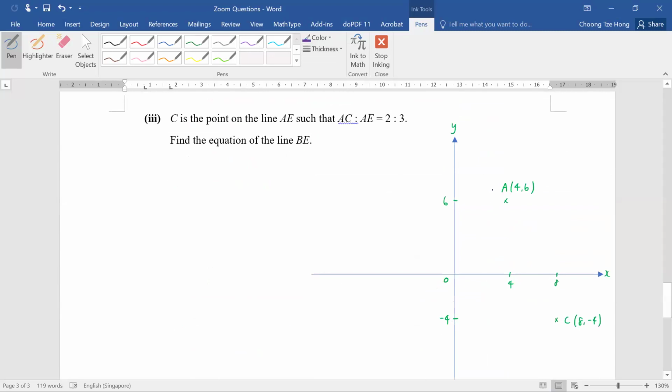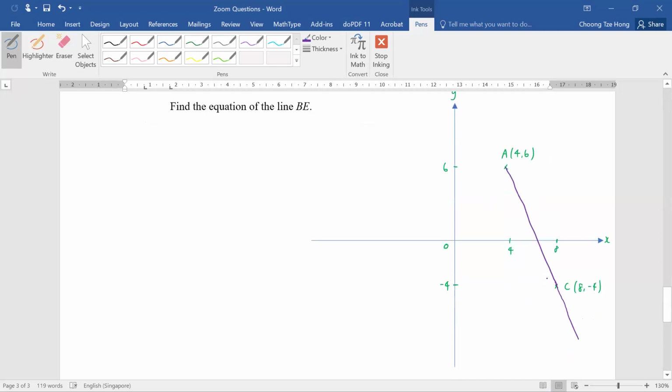Okay, so basically they say that C is the point on the line AE, so that means AE is longer than AC, right? So let's join. Okay, so this one is supposed to be a straight line. Okay, let me try to draw a straight line. Okay, so you can use your ruler to draw. Okay, so the point E will actually extend even further. Okay, so E may be somewhere around here.